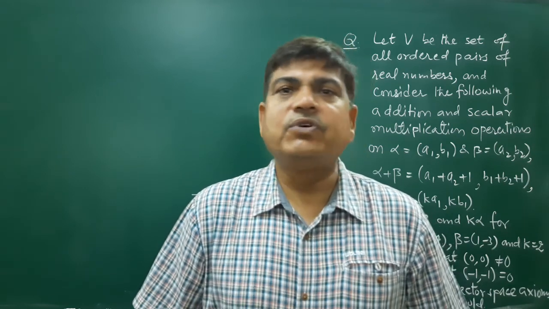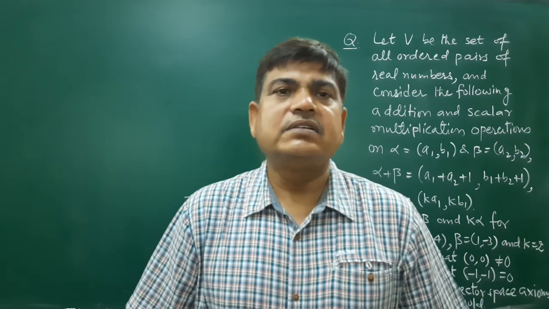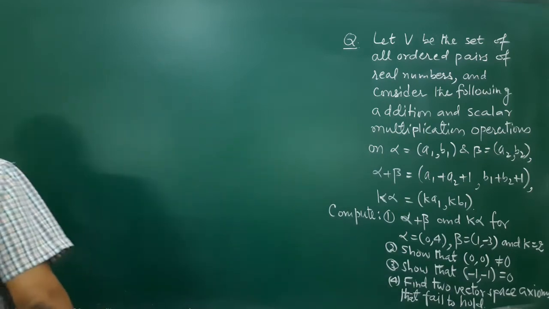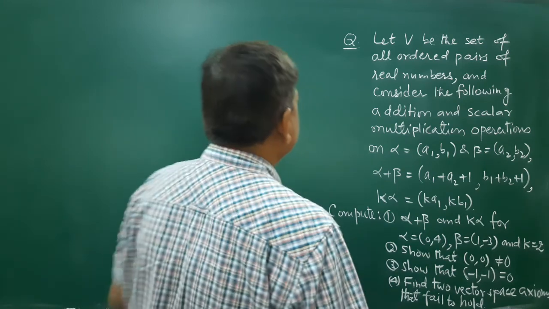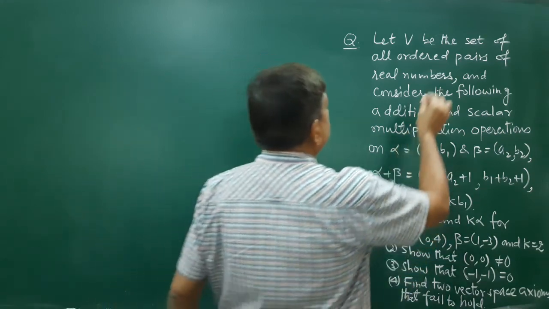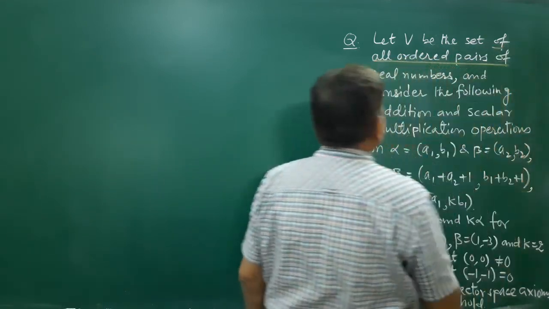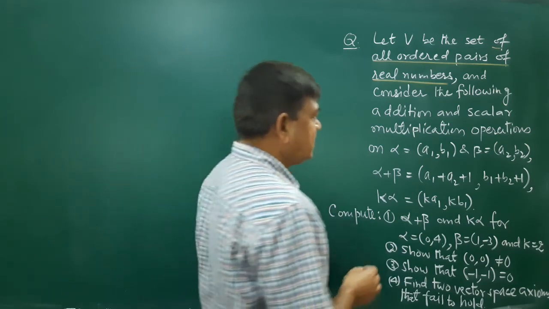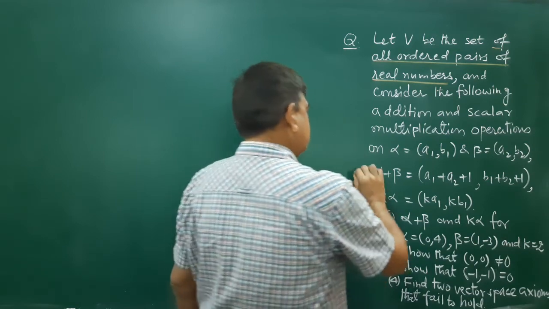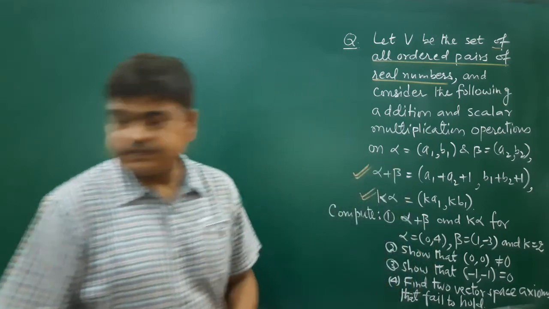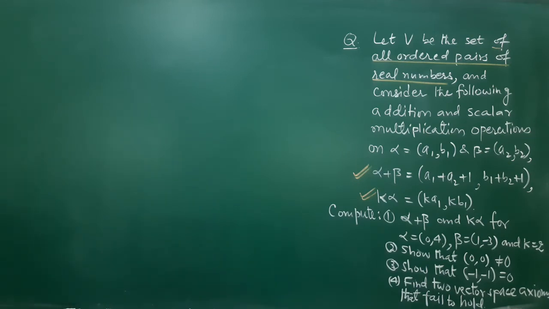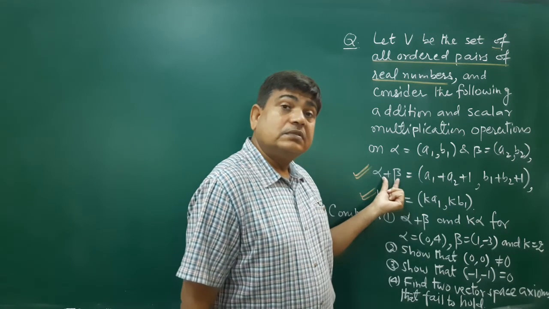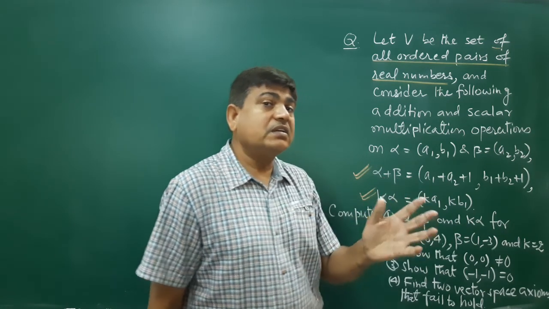Today we'll discuss one more example so you can understand the concept of vector space in a better form. Let us see. The question is written here. Let V be the set of all ordered pairs of real numbers, and consider the following addition and scalar multiplication operations. First one, and this is the second one. This is the definition of vector addition, and this is the definition of scalar multiplication.